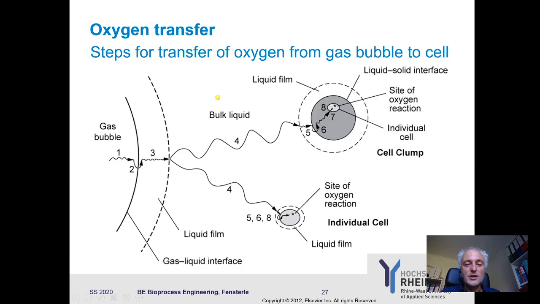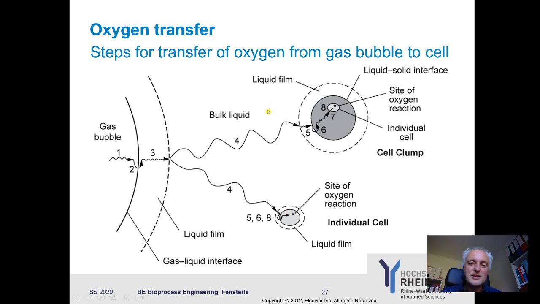Now we have a look at the steps for oxygen transfer from a gas bubble to the cell. We said we have the gas-liquid interface. We neglect everything from gas to this phase border, and we have then a diffusion through the liquid film. And if we have an individual cell, we have then a transport in our liquid, and then a transfer into our individual cell.